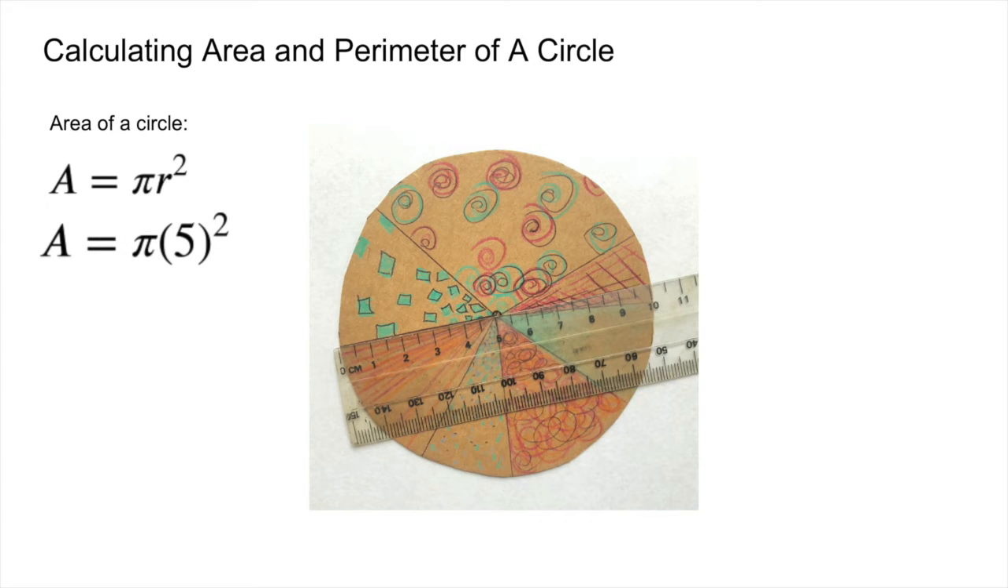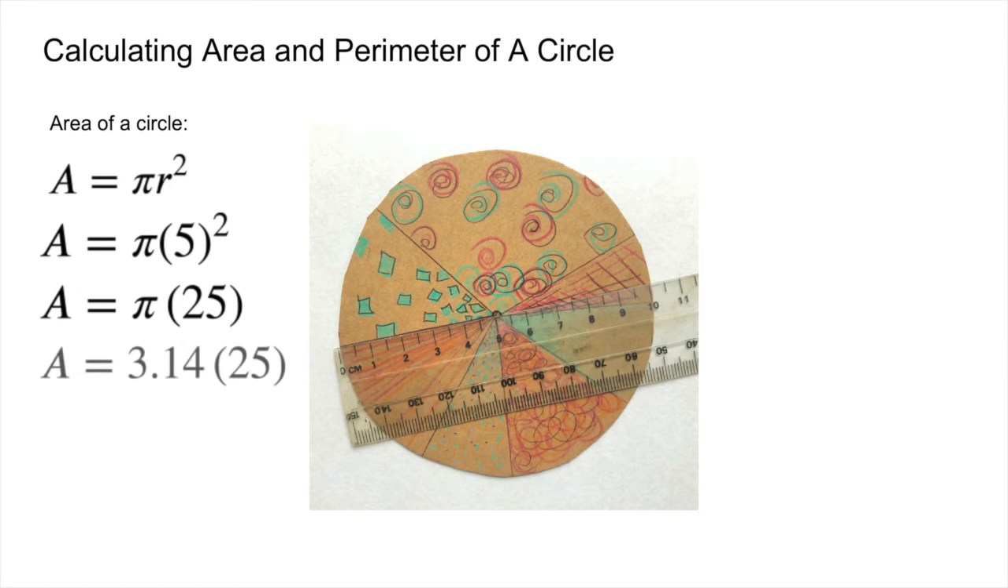Now we're going to follow the order of operations and deal with that exponent first. So 5 squared is equal to 25. And in between the pi and the 25, even though we don't see an operation there, it is implying that we need to multiply these two values together. So we can multiply pi by 25, pi rounded to 3.14, and our answer will be approximately 78.5 centimeters squared.